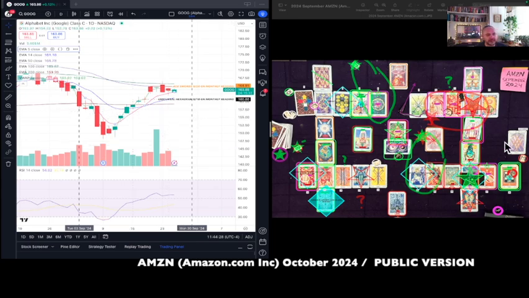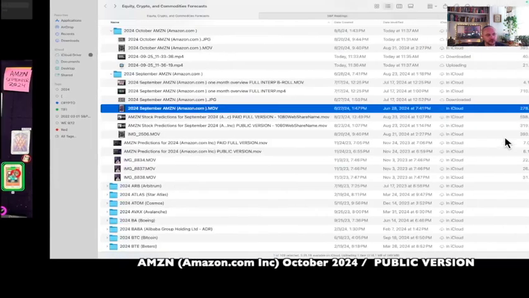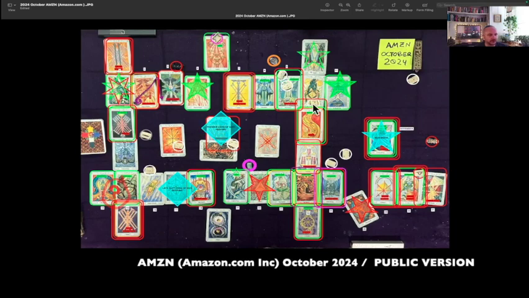And then we've got this breakout card here as the preview card for October. Guess what we have as the theme card for October? The breakout card. So it's a pretty significant breakout.